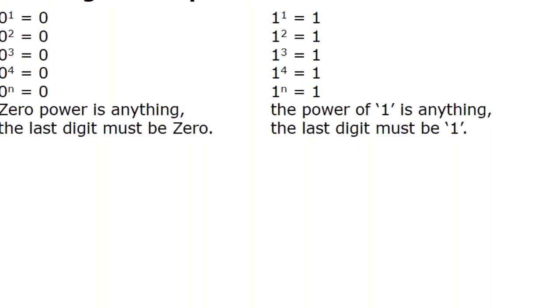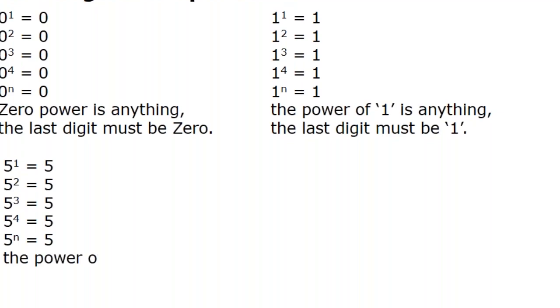Next one, 5. 5 power 1 is 5. 5 square is 25, which means we need only the last digit, 5. 5 power 3 is 125.